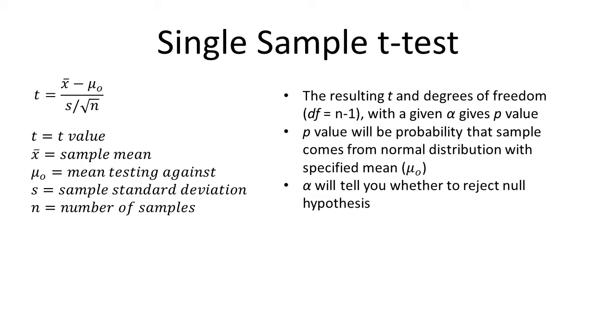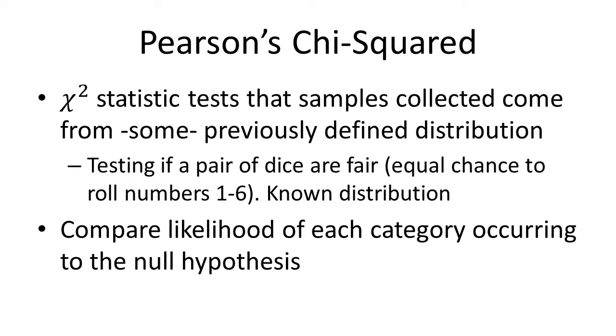So for the single sample t-test, this has already been covered previously, but just as a reminder, you have t equal to the sample mean minus the population mean, and that's divided by the sample standard deviation, which is further divided by the square root of the number of samples. The resulting t and the degrees of freedom of n minus 1 will give you a p-value, and then you will compare it against your alpha in order to determine whether you can reject the null hypothesis or not.